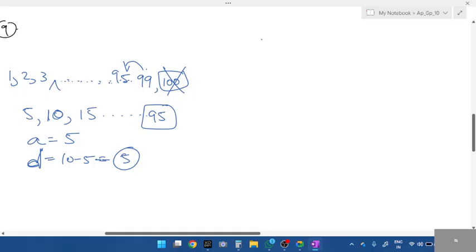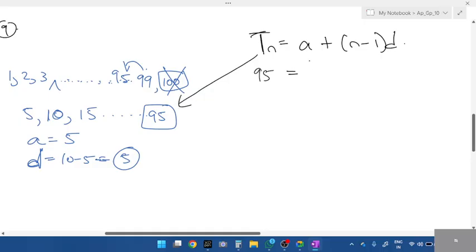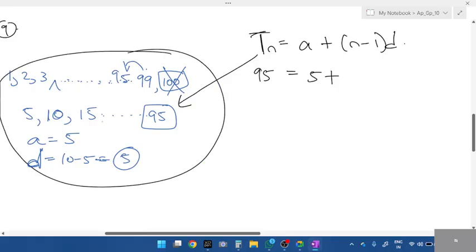Okay, what is T of n, students? How do you find the n value? Joanna, tell me the formula for T of n. The n value is not given. What is the T of n formula? A plus n minus 1 into d. What is T of n? You have to take the last value. What is the last value? 95. The a value is 5. Did you understand this logic? What I was explaining now? I didn't even know that you were there. Did you understand this?